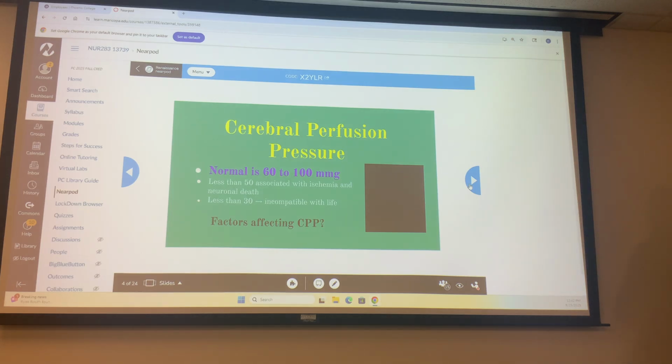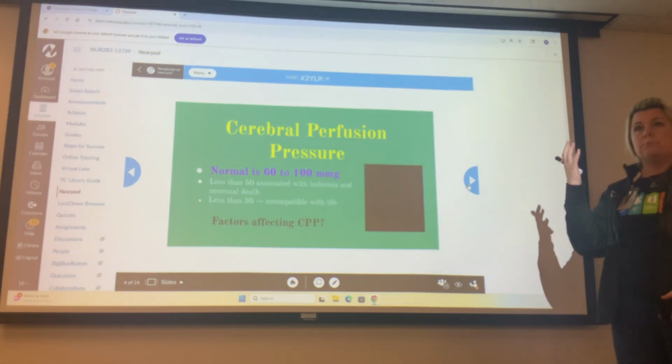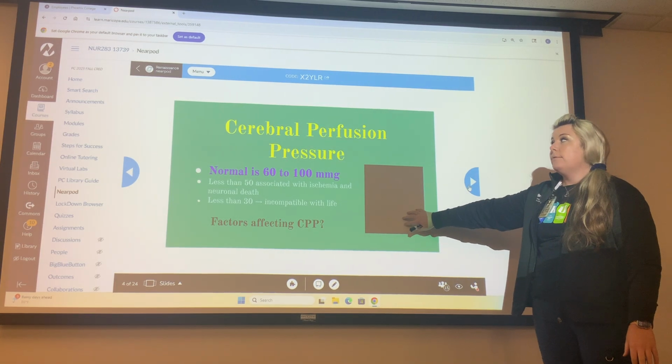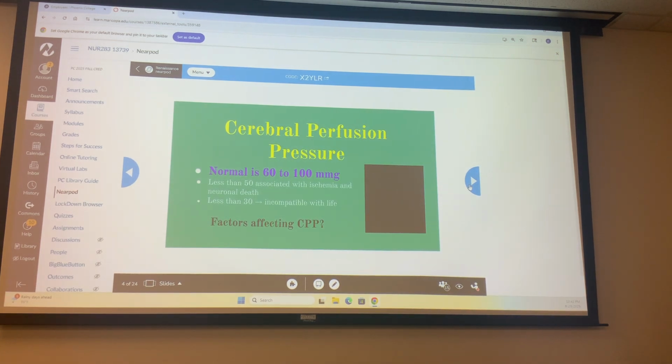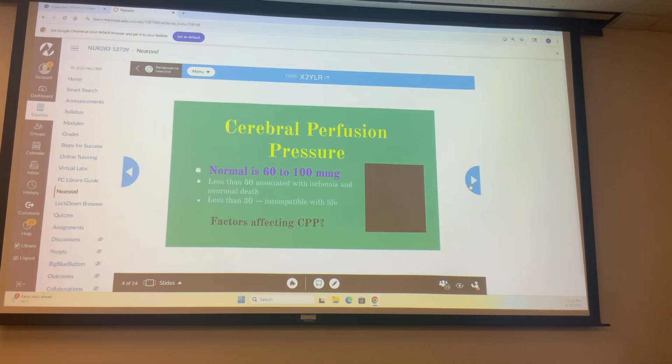What about CO2? Could CO2 retention affect it? Yes. How so? Does CO2 constrict? It vasodilates, right? So if you have an increase in CO2, it could vasodilate, which if you have a bleed, that could be a bad thing, right? So CO2, oxygen, all affect CPP, okay? And then mostly what we need to look for is ICP, intracranial pressure, right? Intracranial pressure is a huge thing that affects CPP.